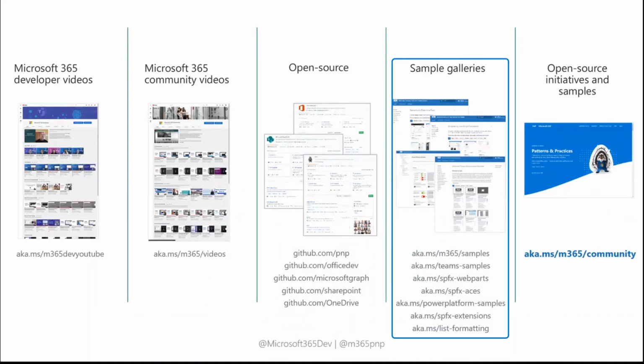And then we've got wonderful sample galleries. The main one to remember there is aka.ms/m365/samples. That will take you to the new unified sample gallery that aggregates up all the samples from these various other places to make it a little bit easier to find. And it has a little search feature. So it's a little bit easier than just digging through all the repositories and going through the samples folder by folder. So really great stuff there. Encourage you to check that out.